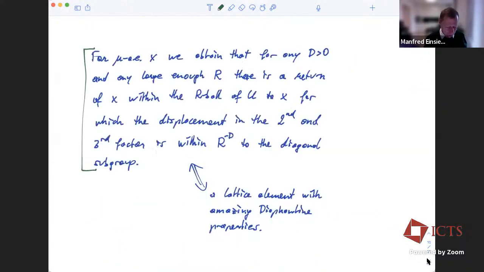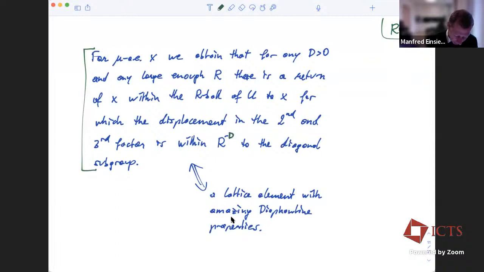Okay. So if I work with these Born balls and then ask what this return actually means, I get precisely this statement. My capital R is, R is e to the minus n, or something like that. So I switch from the n to the parameter R, and then I have, for mu almost every x, we obtain that for any d, that comes from the zero entropy assumption of the A0, and for any large enough capital R, there is a return of x within the R ball of u to little x, for which the displacement in the second and third factor is within R to the minus d to the diagonal subgroup. And the d is arbitrary. That's the crazy thing.